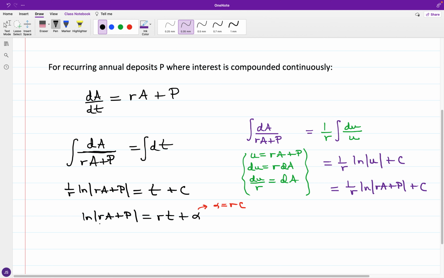I'm looking at solving in terms of the dependent variable A, so I need to take care of the natural logarithm. Both sides of the equation I can treat as powers to which the natural logarithmic base e is raised. So we have e to the natural logarithm of the absolute value of Ra plus P is equal to e to the rt plus alpha. I can condense this and say e to the rt times e to the alpha.